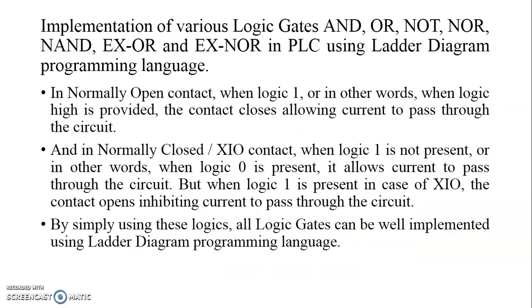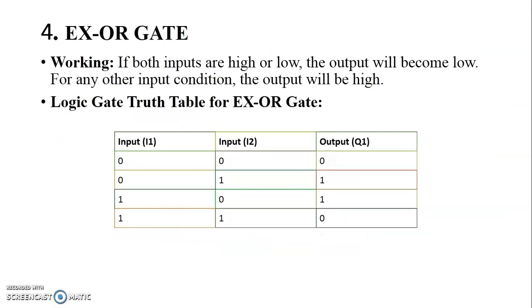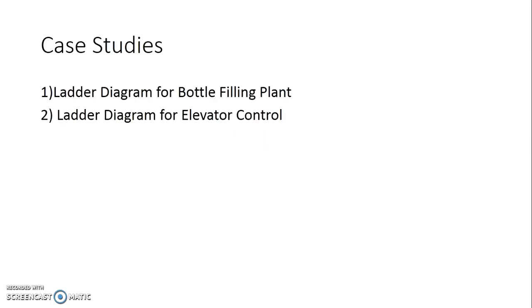You can do as an assignment the remaining gates, that is NOR gate, NAND gate and XNOR gate. And we'll have two case studies: one is a ladder diagram for the water filling plant and another is a ladder diagram for the elevator control. These two are also important from the examination point of view, and we'll discuss them in the next video. Thank you.